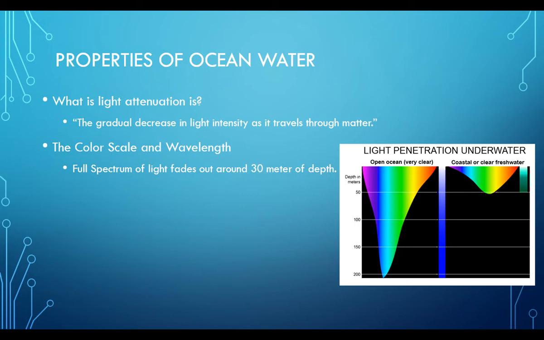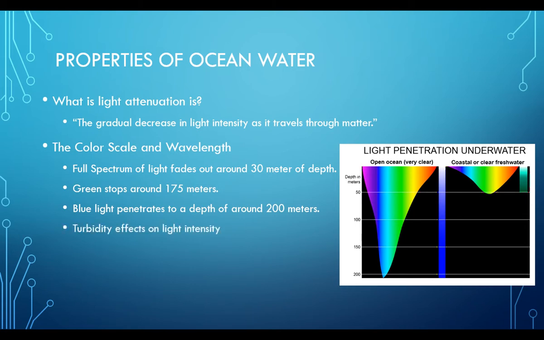And you have all your reds, yellows, and greens, blues, purples, and violets. And then green stops out around 175 meters. And then blue light penetrates to about a depth of 200 meters. All these numbers and ranges can change due to turbidity. Turbidity is the amount of stuff that's in the water, which can be due to waves, plankton blooms, sediments, and other forms.